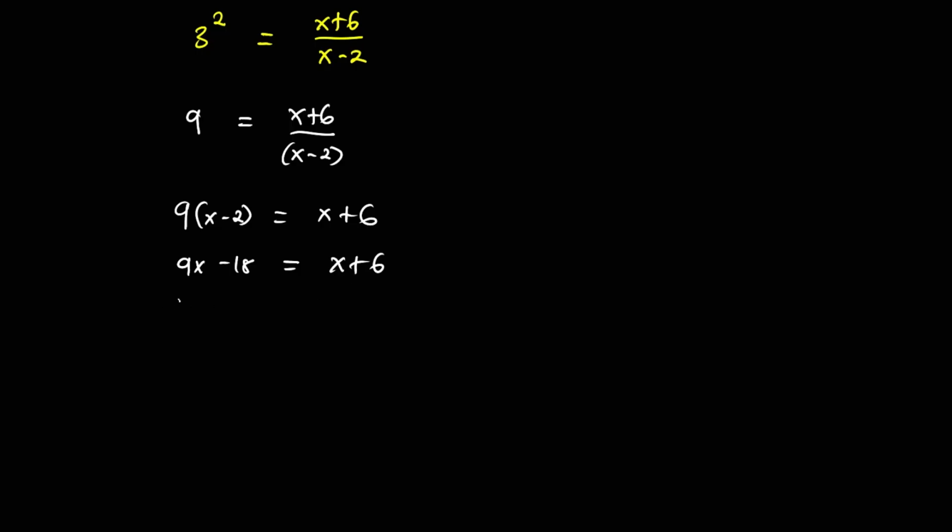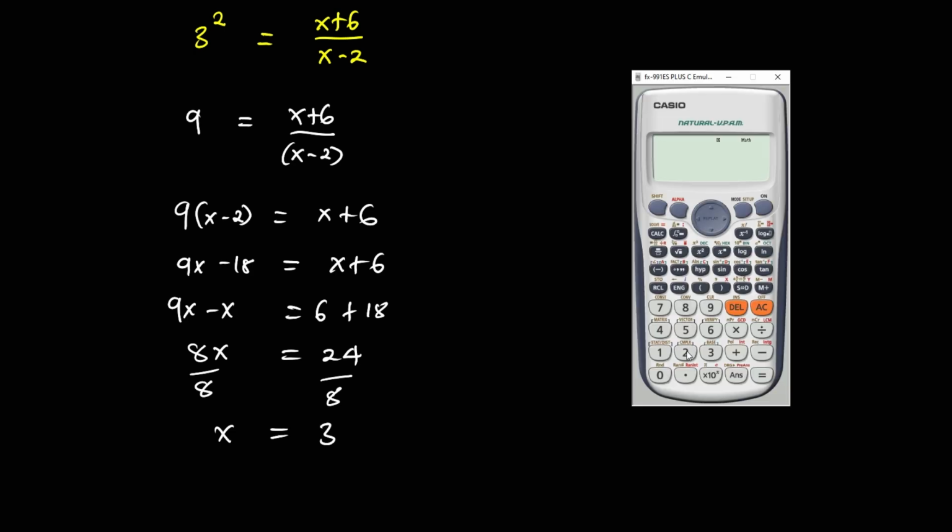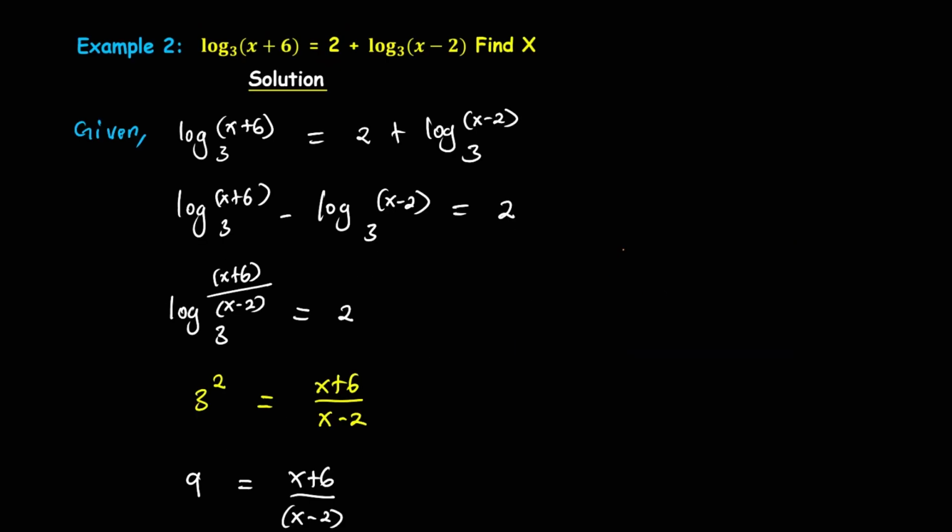And on collecting like terms, we will have 9x minus x equals 6 plus 18. This is the same as 8x equals 24. Dividing by 8 on either side, we will have x equals 24 divided by 8. This is the same as 3. But before you conclude this, first test whether our value of x equals 3 satisfies the equation from the problem. So for x equals 3, what do we have? Let's substitute for x in this equation.